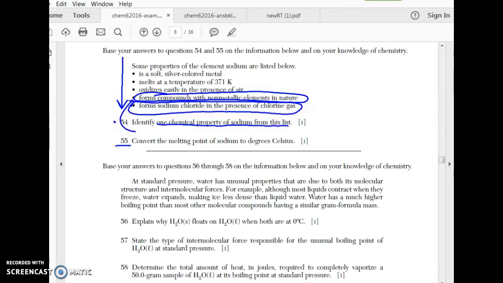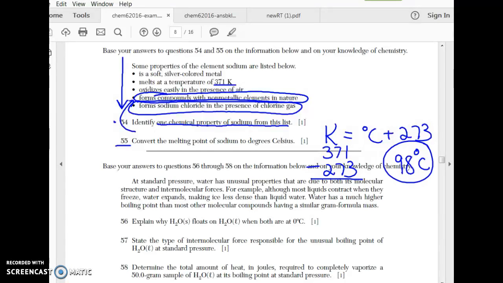55, convert the melting point temperature of sodium to degrees Celsius. Well, it says it melts at 371 K. Go to Table T, guys. Bust out your formula. K equals Celsius plus 273. That is 371 minus 273. So that, of course, is 98 degrees Celsius.